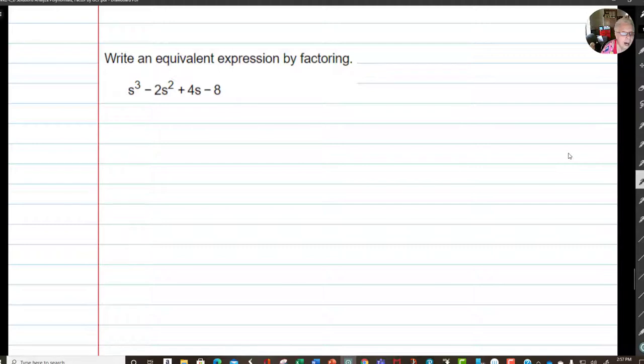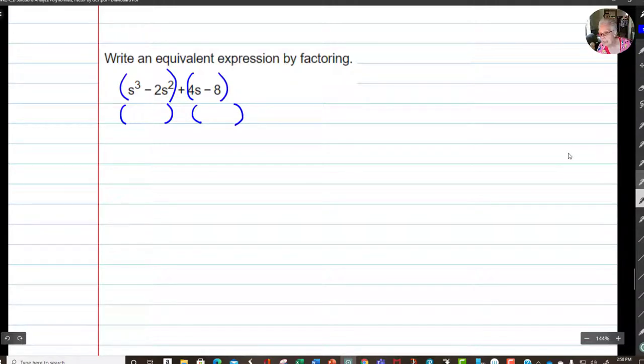Let's do this again. I take the first two terms and I put parentheses around them. And I take the second two terms and I put parentheses around them. Then I factor the first set of parentheses by GCF and the second set of parentheses by GCF. And I am careful to not forget my plus sign. All right, here we're going to have s times s times s minus 2 times s times s. Over here, I will have 4 times s minus 2 times 4.